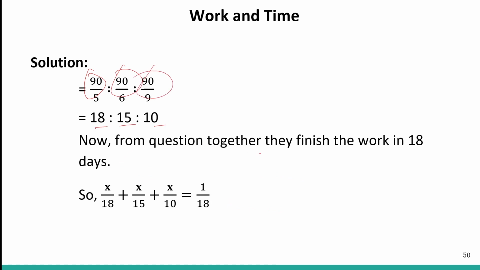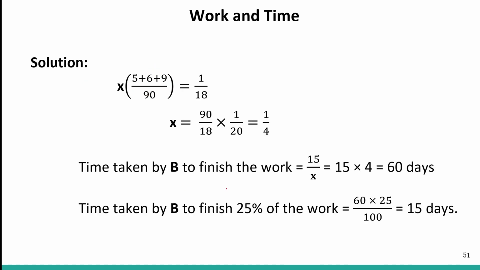Now from the question, together they finish the work in 18 days, only 18 days. So x/18 + x/15 + x/10 = 1/18. So x = 90/18 × 1/20 = 1/4. So the time taken by B to finish the work is 15 × 4 = 60 days. So the time taken by B to finish 25% of that work is 60 × 25/100 = 15 days. Okay. So that's all for now. Thank you.